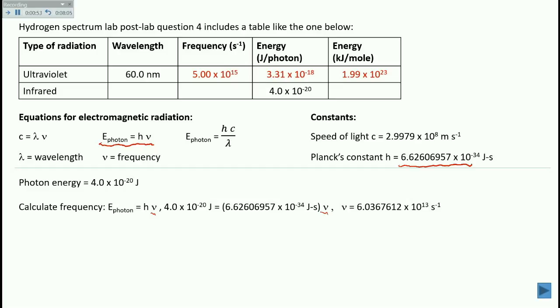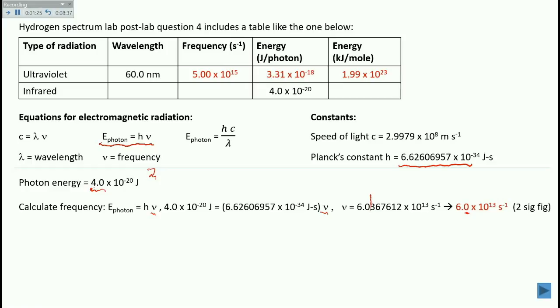Now let's go back and see how I need to round. So here's my starting information with 2 significant figures. My Planck's constant has many significant figures, so what's limiting is the 2 sig figs of my input. I'll need to cut off right here. When I do that, my final answer is 6.0 times 10 to the 13th seconds to the minus 1. And again, my trailing zero right of the decimal will be significant.